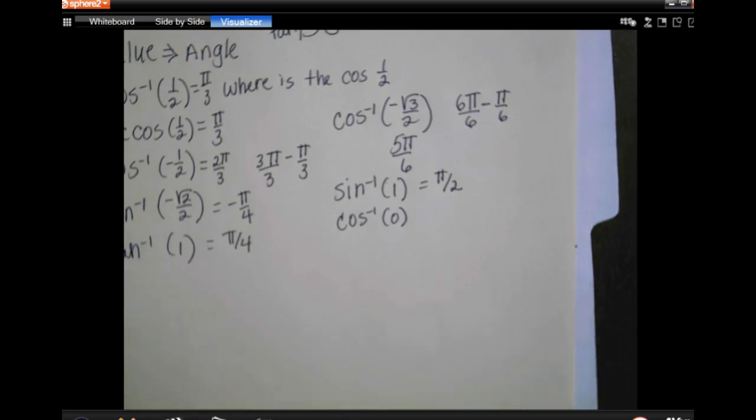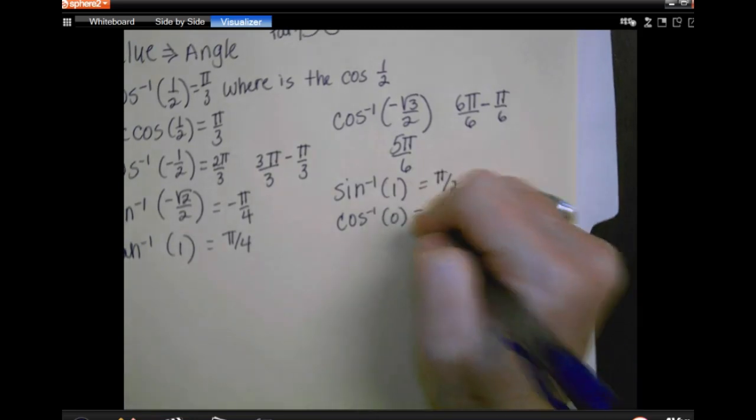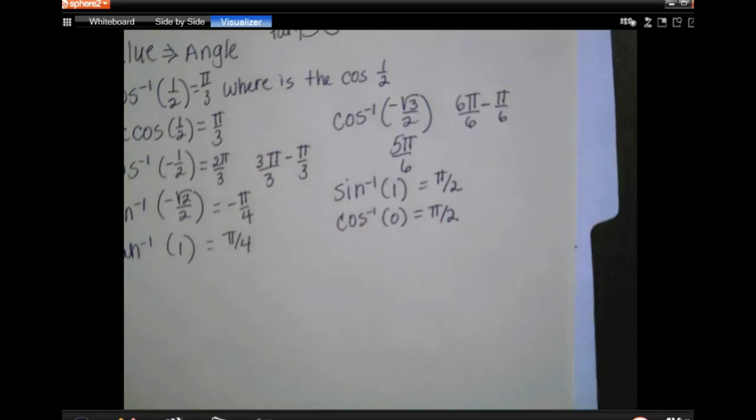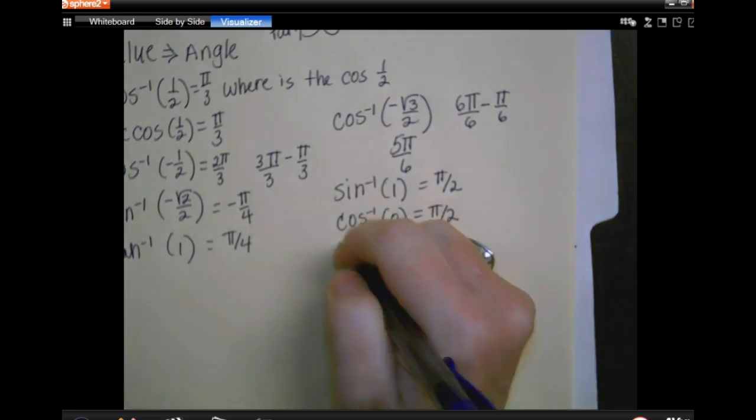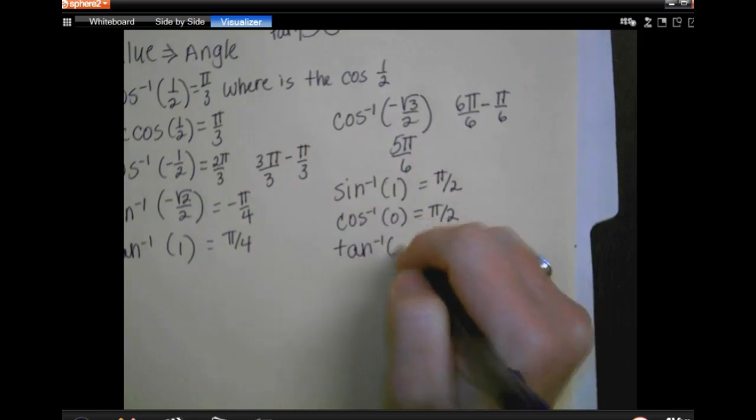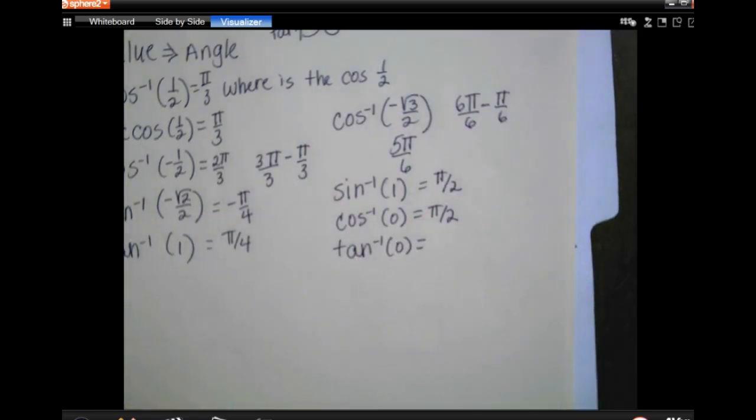Okay, think about it. So the cosine on the circle, where is it equal to 0? It's at pi over 2. Okay, before you start answering this one, where is the tangent 0? And the tangent is y over x, so the y has to be 0. So where is the sine equal to 0? Sine of pi over 4 is square root of 2 over 2. Where is the sine 0?